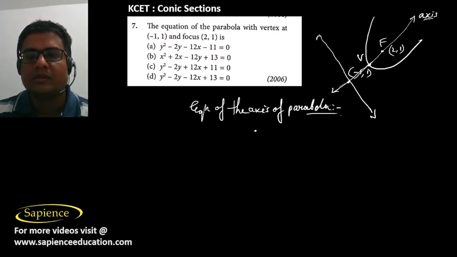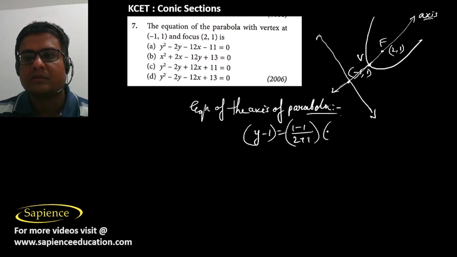It will be y minus 1 equal to m, which is (1 minus 1) by (x2 minus x1), times (x plus 1). So it means that y minus 1 is equal to 0. So it means y is equal to 1. This is the equation of the axis.